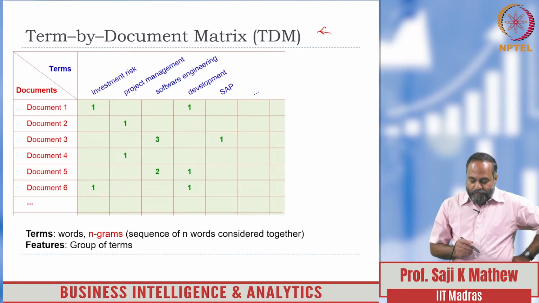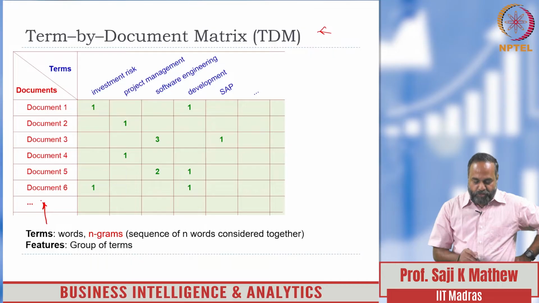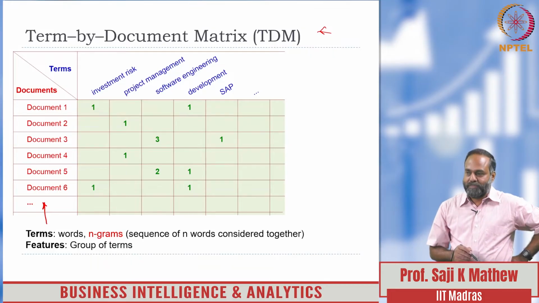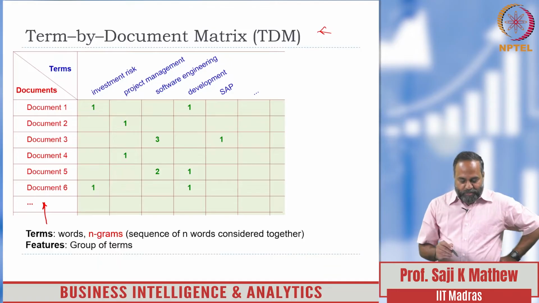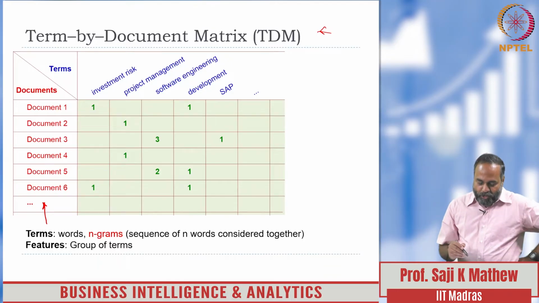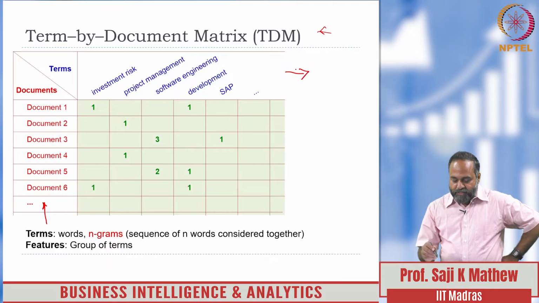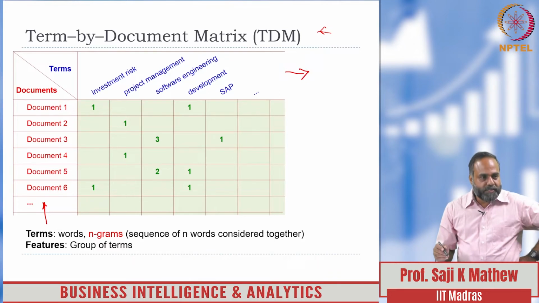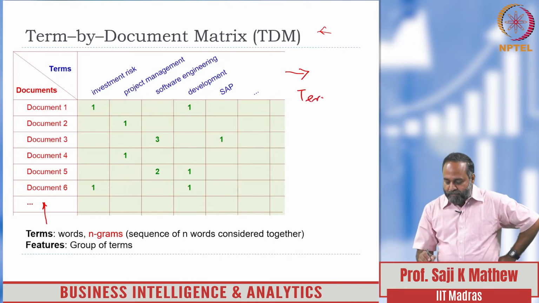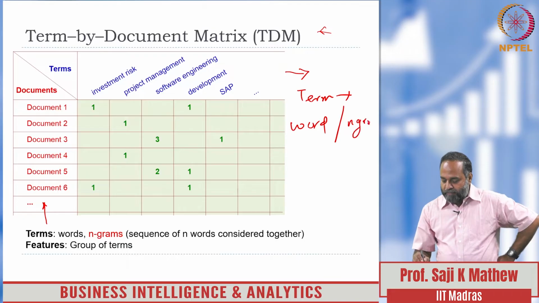And this is a depiction of the term by document matrix, TDM. TDM is a matrix which has two dimensions. One dimension is the document as a unit. Suppose you have 200 documents, each document is a member of the y axis, and on the x axis, the horizontal axis, you have the terms. We do not call them words, but we call them terms, because a term can be a word or a phrase, or sometimes known as an n-gram.